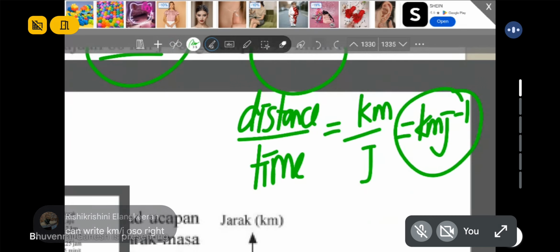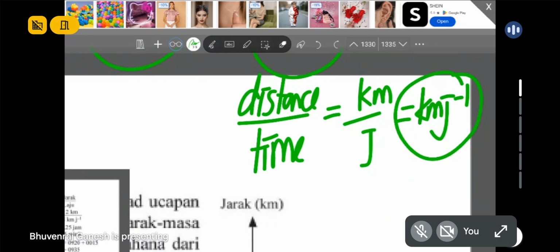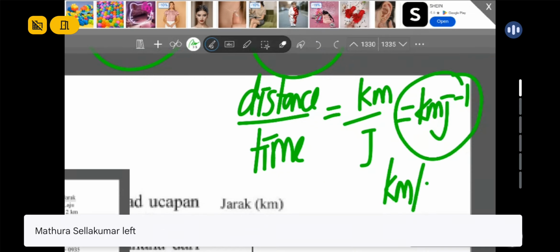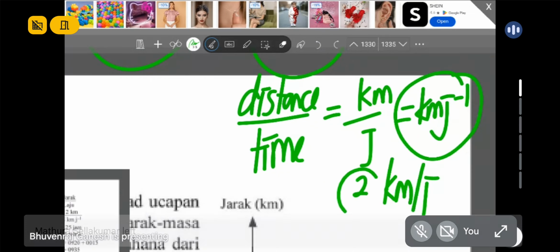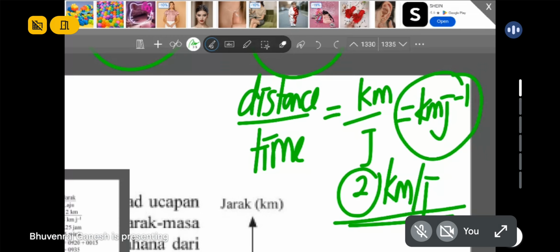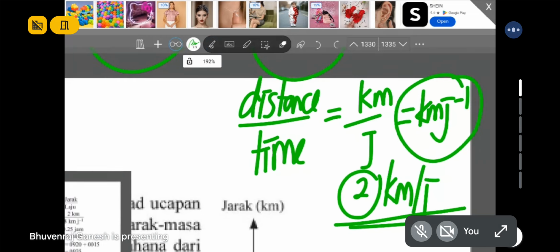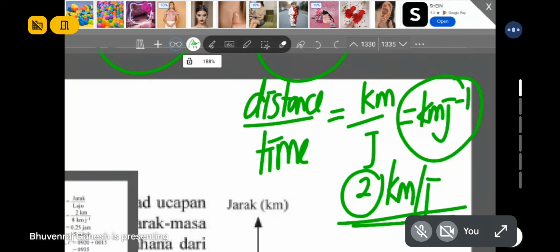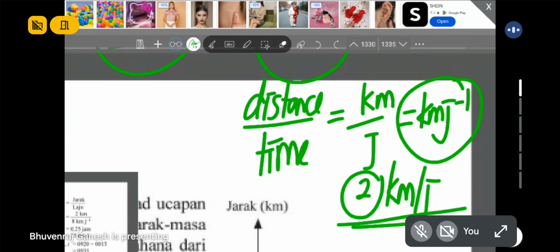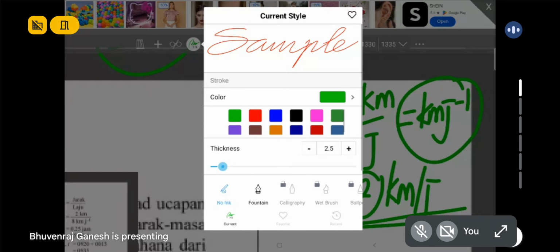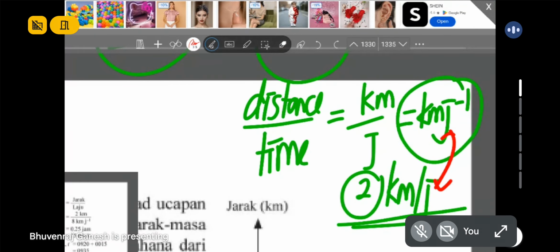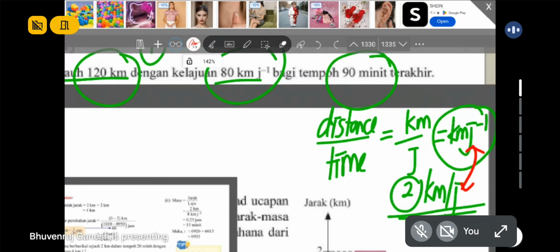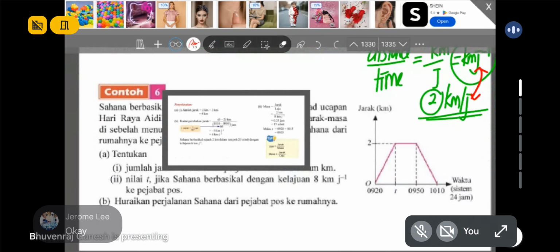Okay, but yes, you can also write this way guys. Let's say you guys don't like, right? Kamu tak suka yang tu kan, yang ni boleh juga. Tak ada masalah. Okay, you can give this as your final answer. Okay, kilometer per jam. But just choose one guys. Guna satu saja. Okay, either one. Okay. So this is the concept. Alright. Okay, so next one.